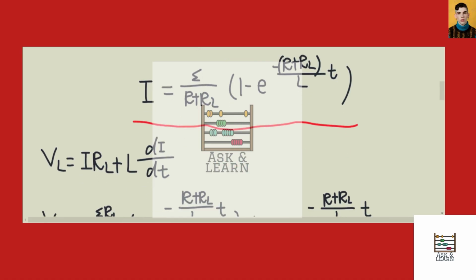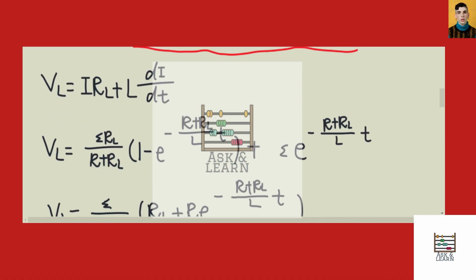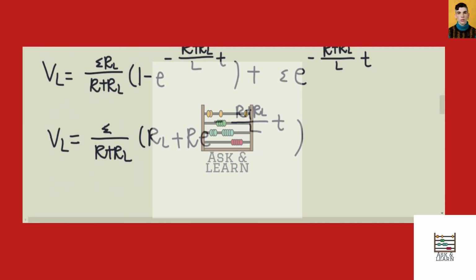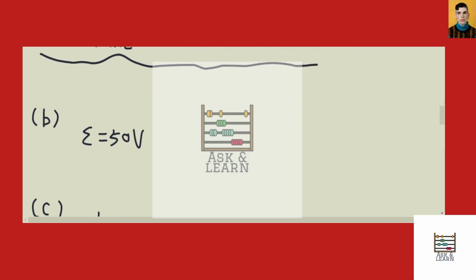We know VL is equal to I RL plus L times di/dt. So we do some arrangement here, and eventually we'll have VL is equal to EMF over (R plus RL) times (RL plus R times e to the power of negative (R plus RL) over L times t).